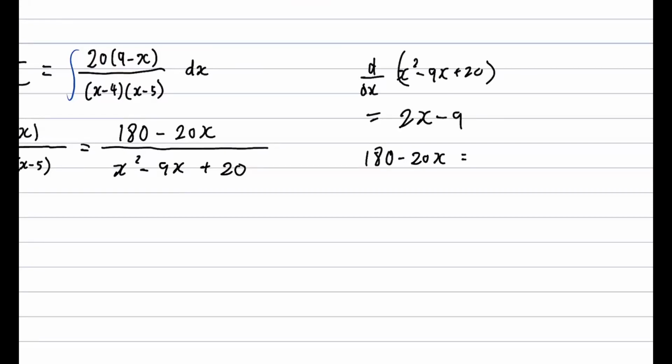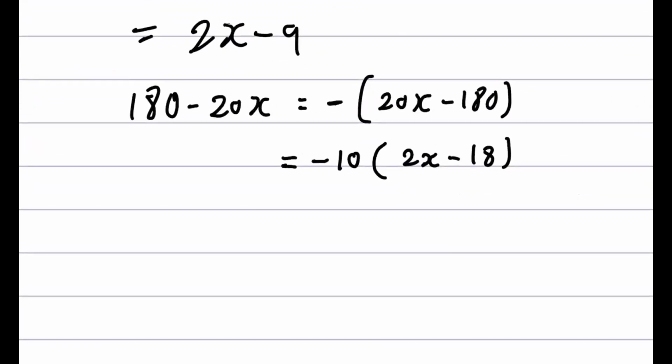Times 10, but then let's see. Let's factor out the negative sign first. You get 20x minus 180. Let's factor out 10 here. So we get 2x minus 18. Almost, right? But not so close. We need minus 9 here, this is minus 18. But we can still salvage this. We can always force out a negative 9. Negative 10 times 2x minus 9 minus 9, right?